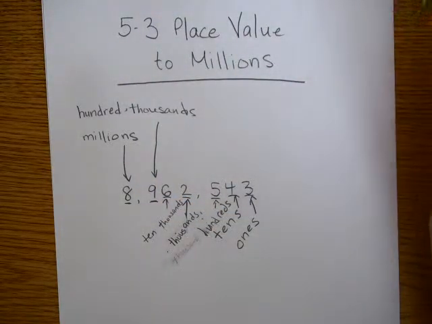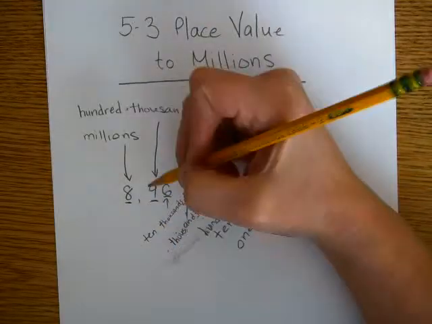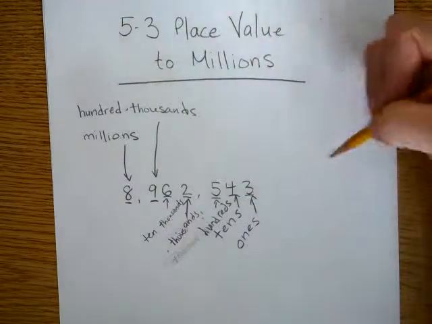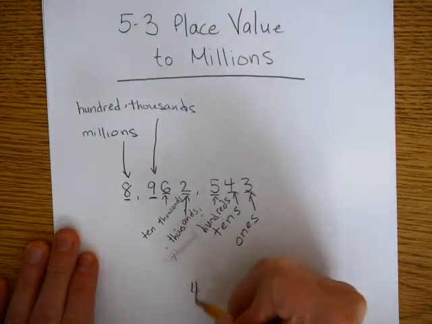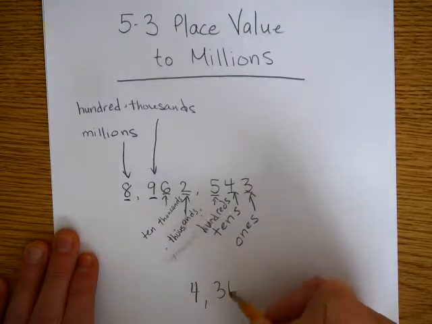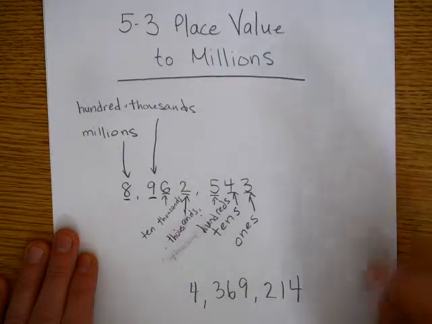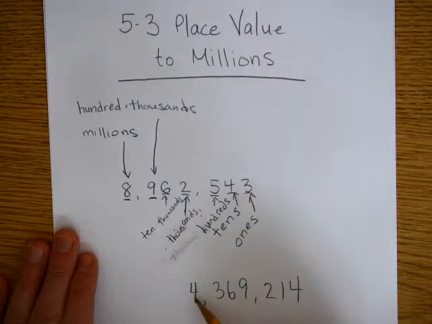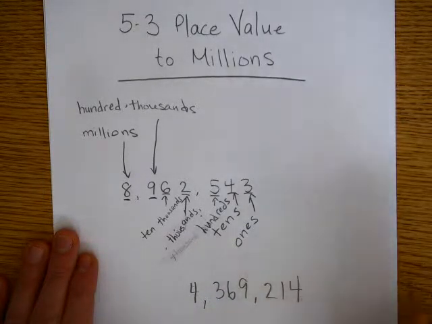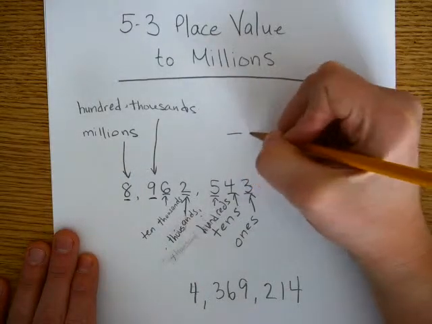As far as how you can help with this at home, you can just write down a number and have kids read it. Write down a number with 7 digits or less and have kids try to read it. So you could write down the number and say, how do you read that number? And then have the kids try to think about how they might read it, and the number would be read 4,369,214.